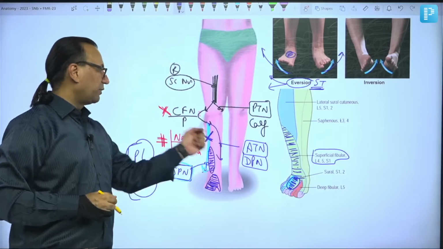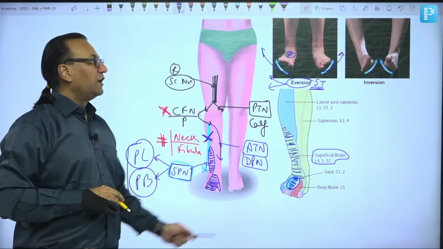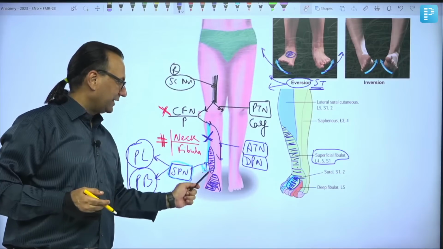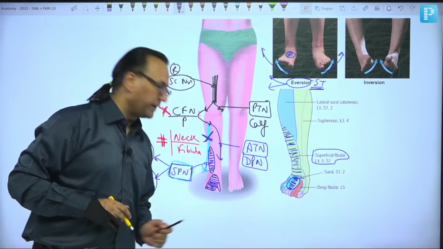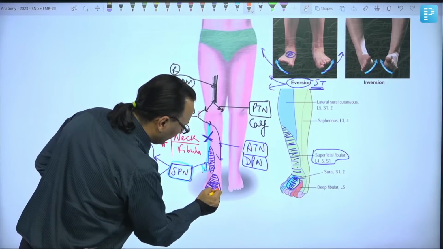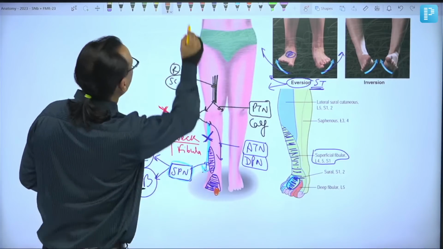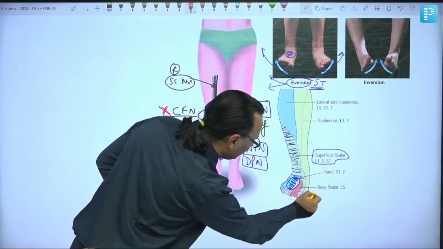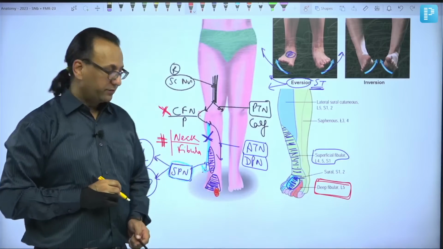So the point is, if the superficial peroneal nerve is gone, number one, muscles paralyzed: peroneus longus and brevis, loss of eversion at the subtalar joint, plus sensory loss of the lateral leg skin and most of the dorsum of the foot. But except the first web space, because the first web space is supplied by a separate nerve. And what is that nerve which supplies the first web space? Deep peroneal nerve, or deep fibular nerve.